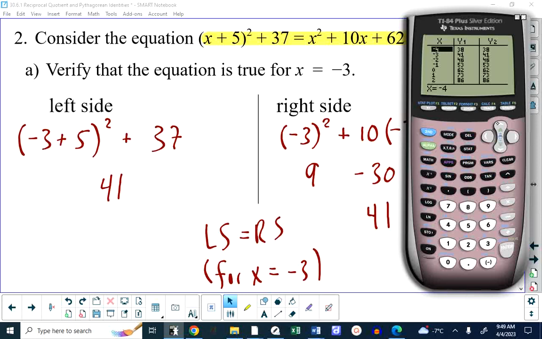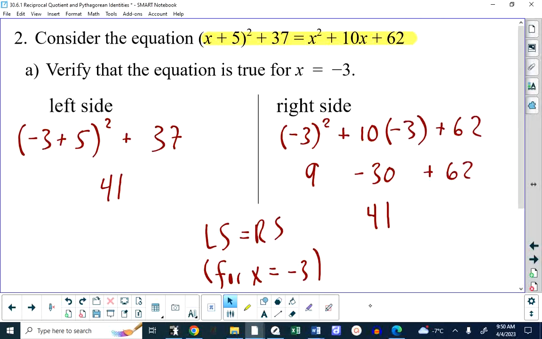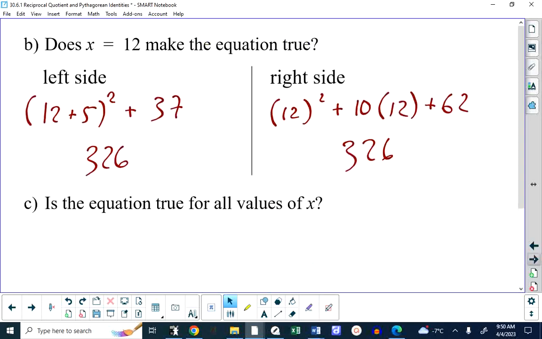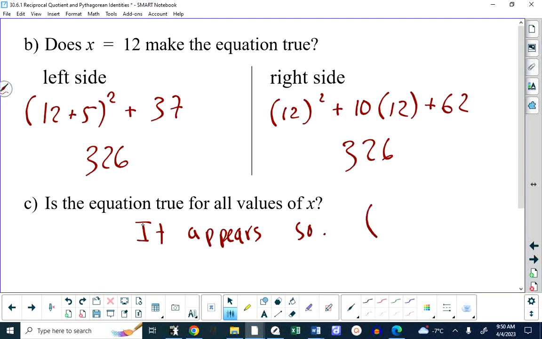But again, this is almost philosophical. Do you agree that I haven't proved this? Maybe there's a number between 1 and 2 that makes it not equal, which would be really weird. But that's what math is about, is making sure that you come to conclusions that you justify. So all we can really put right now is, it appears so. I'm going to put in brackets, yes. It turns out it is true, okay, for all values of x.